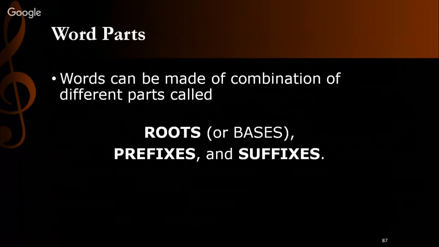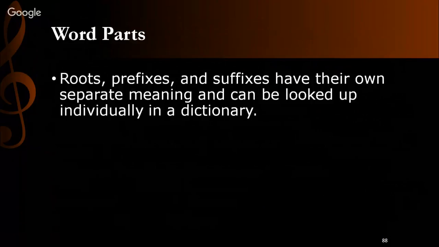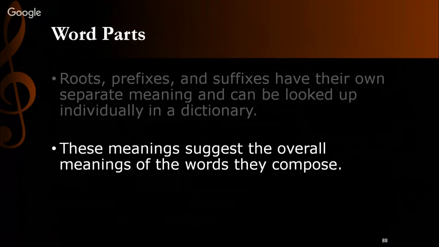Words can be made of combinations of different parts called roots or bases, prefixes and suffixes. So all words have a root, a prefix, a suffix, but of course there is no rule that a prefix and suffix must be there. Of course, words, prefixes and suffixes have their own separate meanings and can be looked up individually in a dictionary. So if you look up just the prefix in a dictionary, you get its meaning. These meanings suggest the overall meanings of the words they compose.